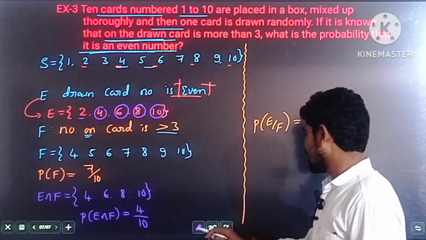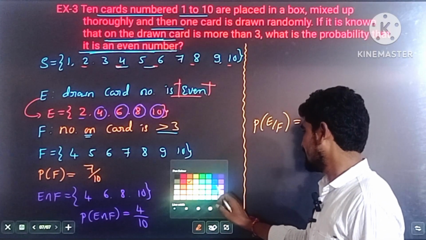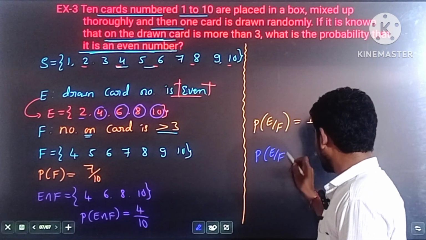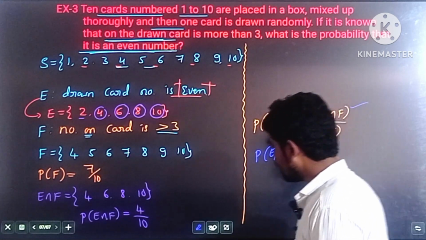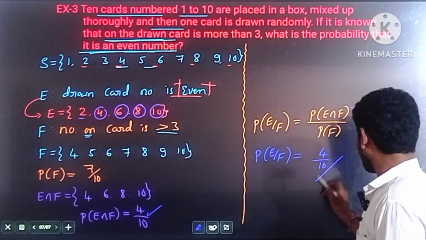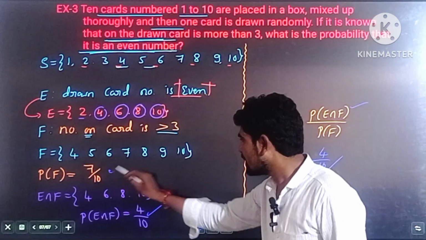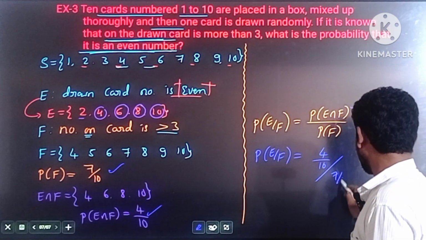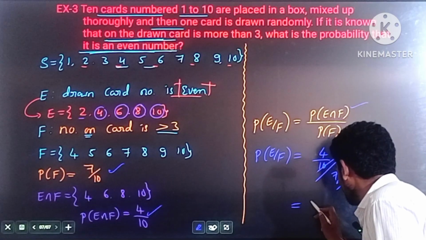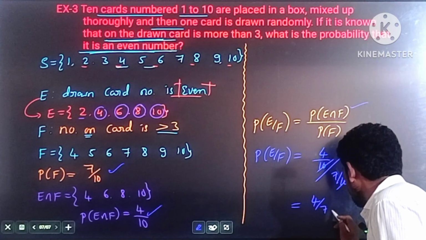Hence the required probability of E by F is equal to the probability of E intersection F, which is 4 by 10, divided by the probability of F, which is 7 by 10. Similarly, 10 and 10 get cancelled. So the required probability of E by F is equal to 4 by 7.